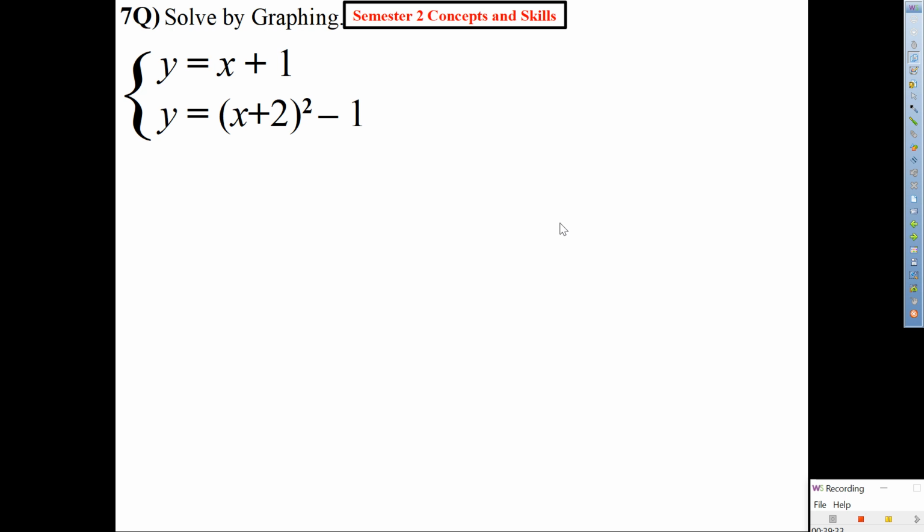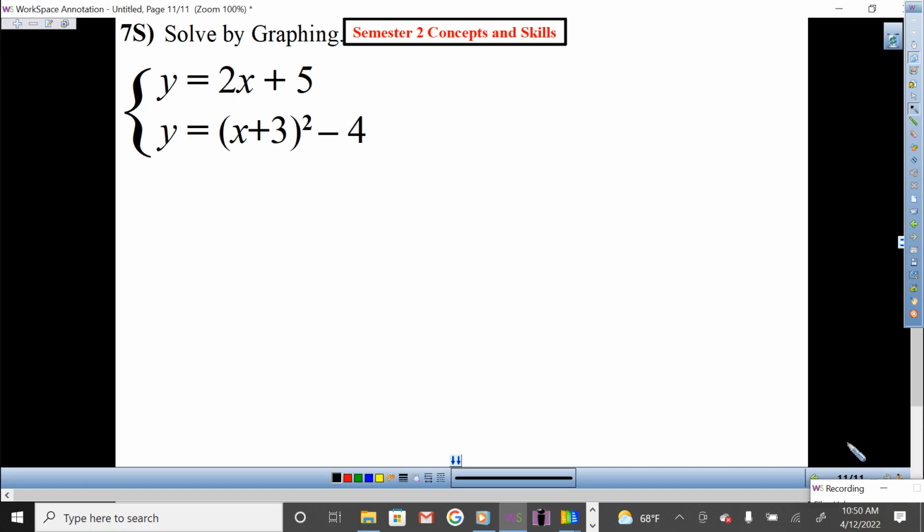All right, so here goes another one. Example 7. y equals 2x plus 5 and y equals (x plus 3) squared minus 4. Graph those using the process we just used and see if you can find the solution. Still have about 3 minutes, at least get started.